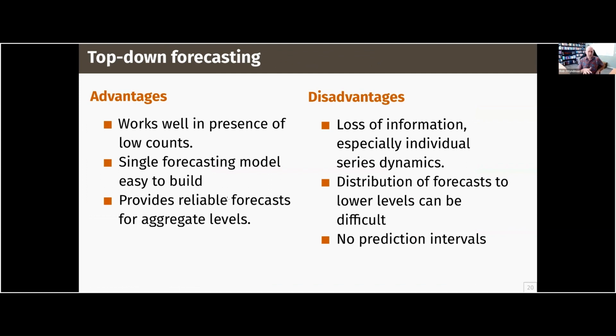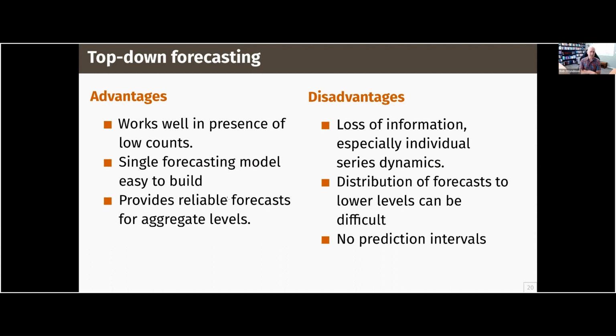Let me just talk a little bit about those two major approaches. Top-down forecasting generally worked pretty well for the higher levels of the aggregation. If I was forecasting tourism numbers, it would give me a good forecast for national tourism, but pretty bad forecasts for the ones below. It was simple because I just had to build one model. And if I had low count data, then it tended to work okay, again, for the higher levels mostly. But you lost a lot of information, especially when different states have different seasonal patterns. You sort of lose that information.